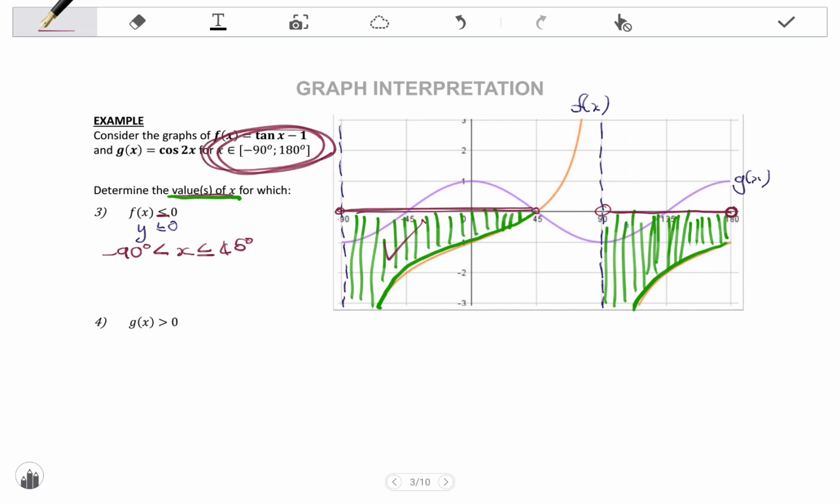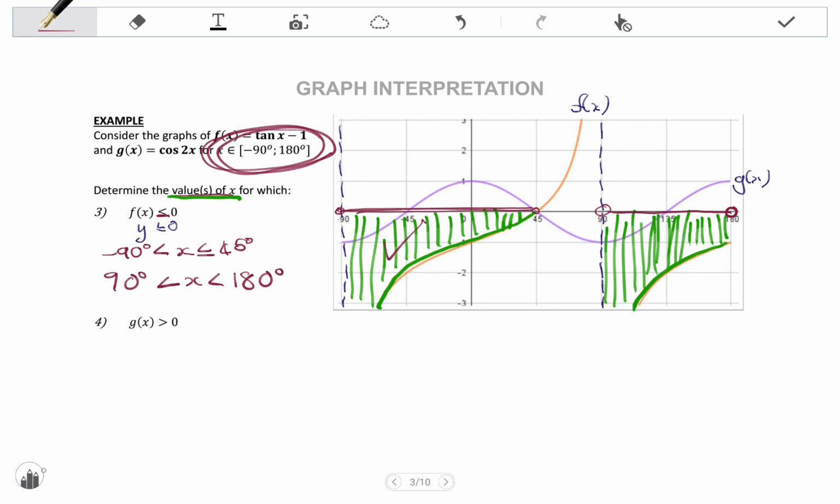Now, what is happening at 90 degrees? We have an asymptote. What is happening at 180 degrees? Our y value is about negative 1, so it's not equal to 0. So we write x between 90 degrees and 180 degrees. We won't include the 90 degrees because it's an asymptote there. And we won't include 180 degrees because that's not where f of x was equal to 0.